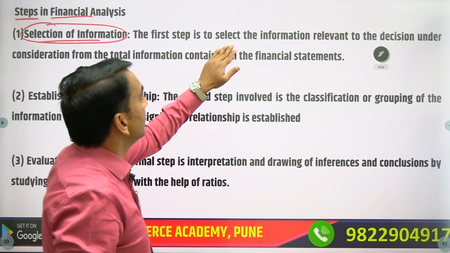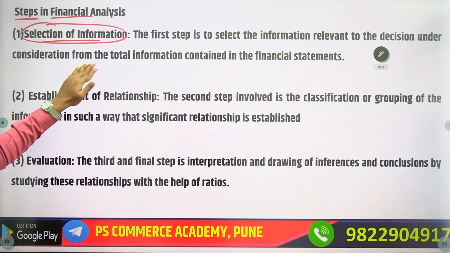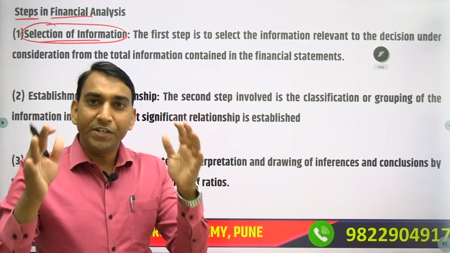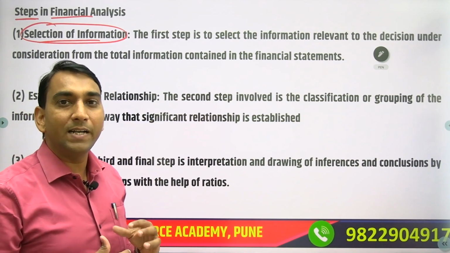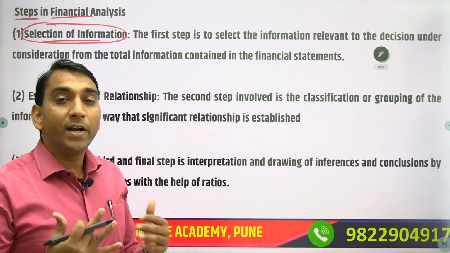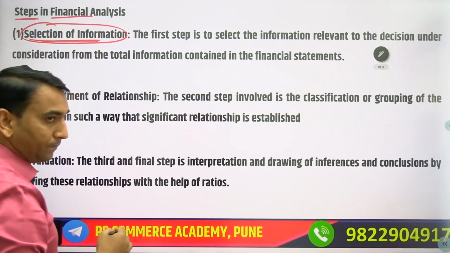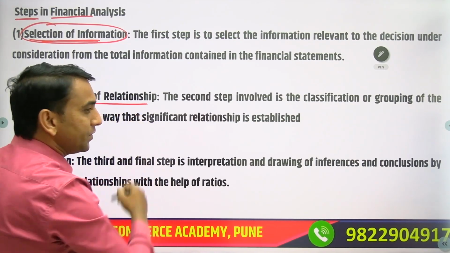So the first step is to select the information relevant to the decisions under consideration from the total information contained in the financial statement. Whatever balance sheet is given, out of that, let us say banks are there. Banks may be interested in short term or long term solvency, so they will select data according to them. That is the first step, selection of information. Then establishment of relationship.